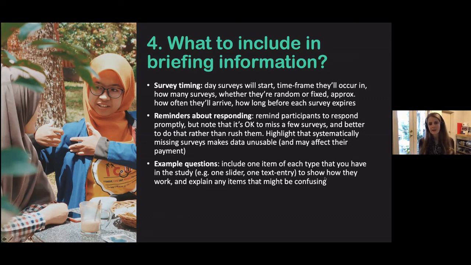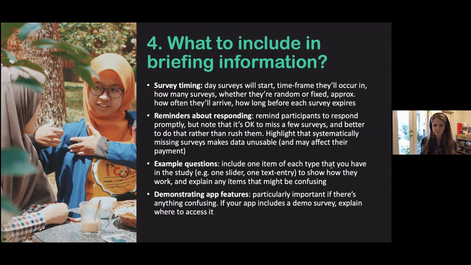I often will include example questions. So I usually include 1 item of each type that I have in the study to show them what the items actually will look like. So I'll have 1 sliding scale item, a text entry item if I have 1 of those, a multiple choice if I have 1 of those. So they can see how they work and I can explain how to actually respond to them. And also at this point, you want to explain any items that could be confusing at all, that could be a little bit unclear. Hopefully you don't have too many like that in your survey, but if you do, it's good to emphasize those.